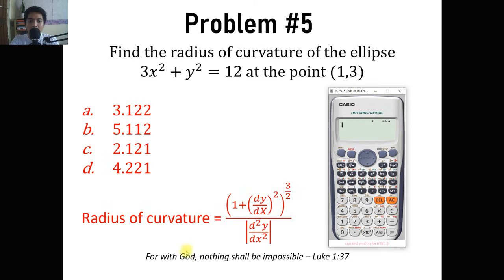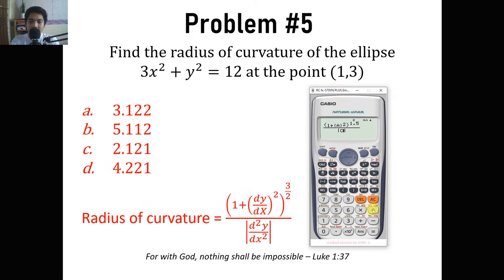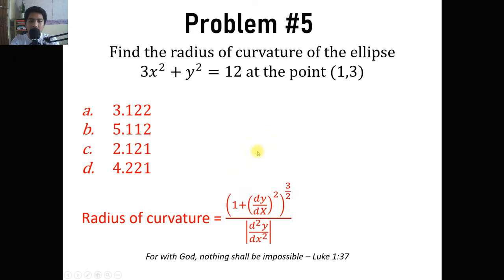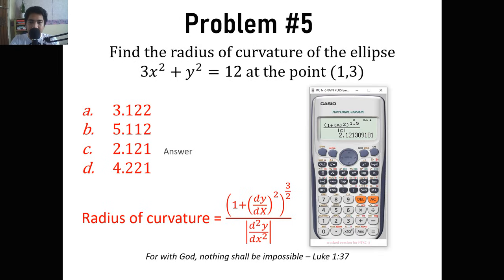Now we go to the formula for the radius of curvature. So I have 1 plus dy over dx, which is our A, squared, and the whole numerator is raised to 3 halves, which is equivalent to 1.5, and then divided by the absolute value of the second derivative. So we use shift hyp for the absolute sign, and then C. So that's the answer, 2.121, and that is equivalent to letter C.